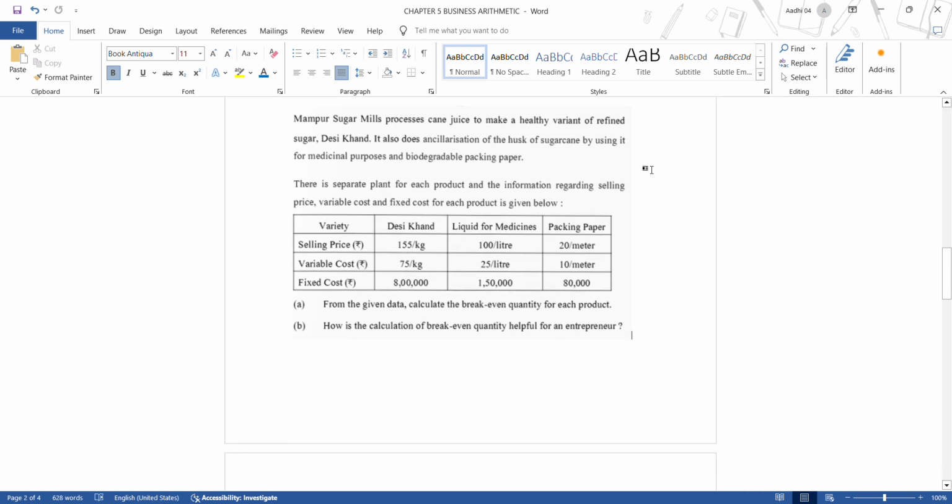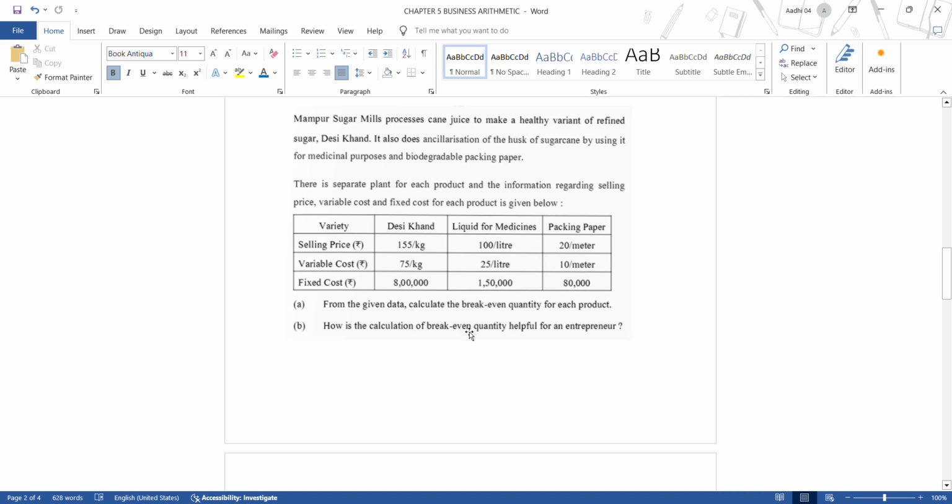Now in this particular question you might have seen that fixed cost is not common for every product or every variant. The fixed cost is given separately. Now when the fixed cost is given separately, you have to find the break-even point for each product individually. I hope that is clear. So the formula will be changing accordingly.